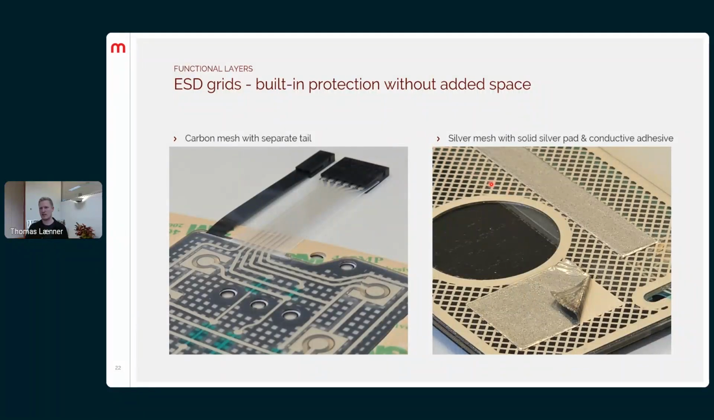You can also use a silver mesh, as we've done here. You can see the mesh is printed with silver, and we made these solid silver squares here. Then we added a conductive material on top with a conductive adhesive also. And then the customer has the grounding in their metal housing. So when the keypad is mounted directly onto the housing, this also functions as the connection point for the ESD.